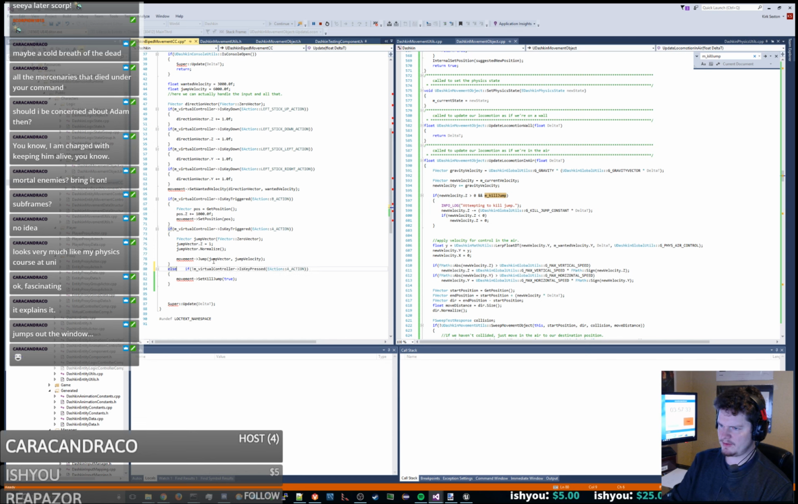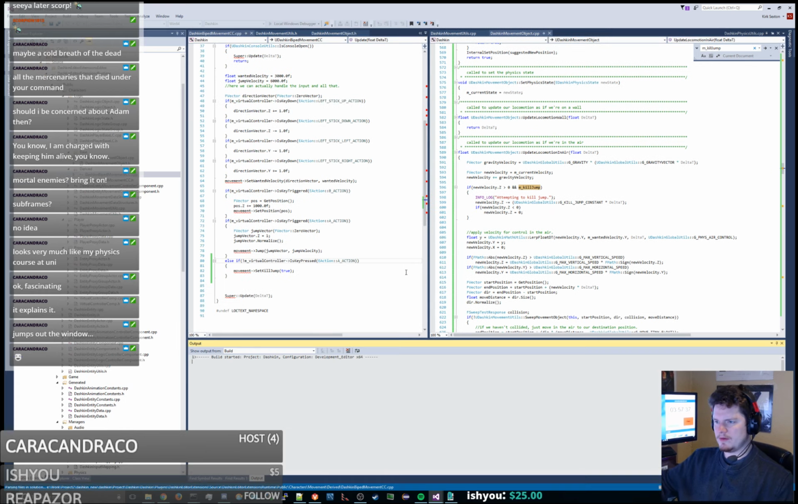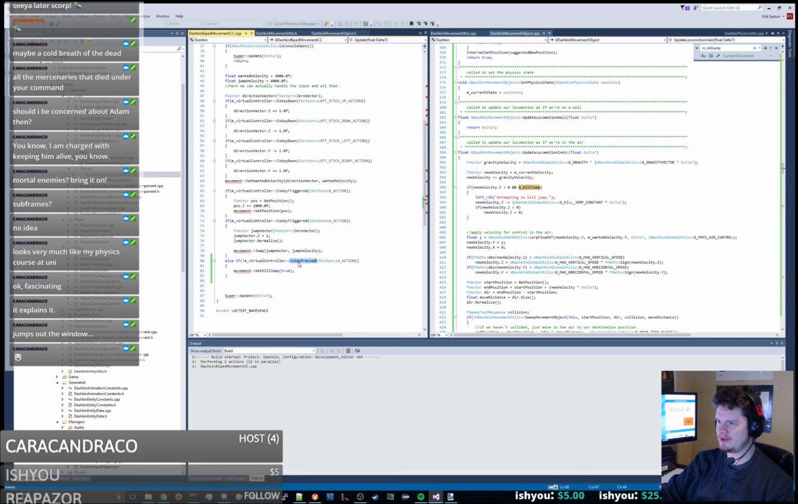Should it be an else if here? Is that what's going on? Do I not have pressed? Oh, yeah, that's because pressed is a completely different thing. Yeah, that's why. It should be is key down. So in this context, is key pressed is like you've pressed the key for multiple frames. And what we want is key down.